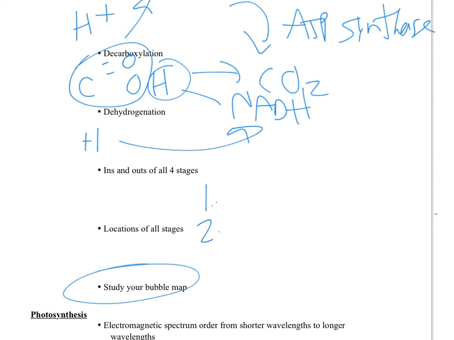Stage number 2 is the formation of acetyl coenzyme A. It occurs in the matrix. It requires pyruvate, which you made in glycolysis, and a decarboxylation is occurring, so you're creating carbon dioxide, and you're making NADH. Stage 3 is the Krebs cycle. It occurs in the matrix. You have multiple reactions going on, but you're making a couple carbon dioxides from decarboxylation. You're making NADHs, FADH2s. You're making 1 ATP.